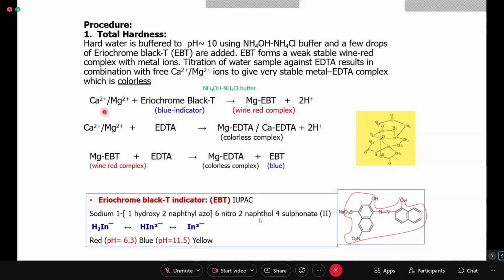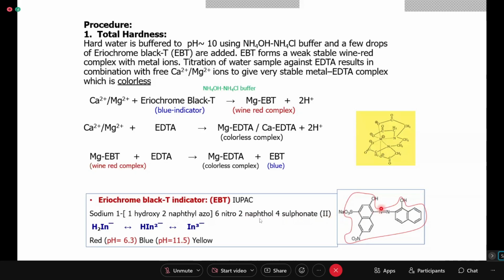Total hardness of water is determined by adding first of all ammonium hydroxide, ammonium chloride buffer to the hard water sample, and then adding Eriochrome Black T indicator. This Eriochrome Black T indicator is a metallochromic indicator, and it gives different colors at different pH values, as well as different colors with different metal cations. Its IUPAC name is sodium 1-(1-hydroxy-2-naphthylazo)-6-nitro-2-naphthol-4-sulfonate.